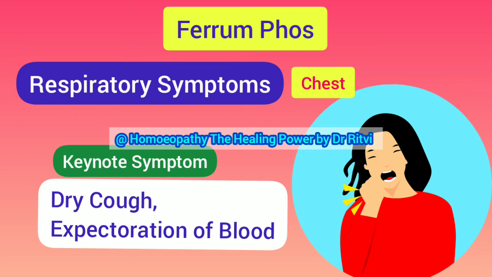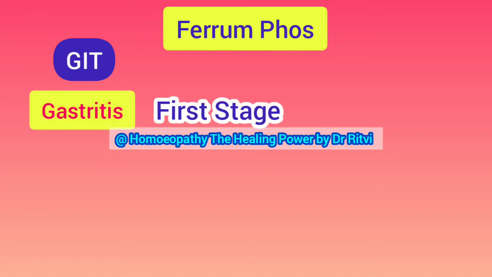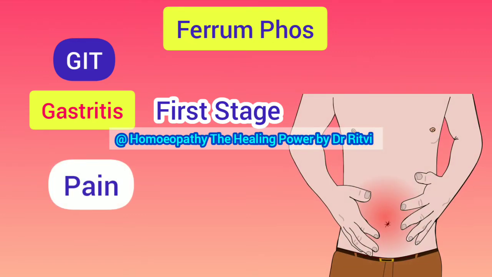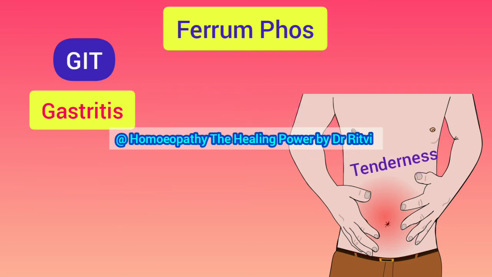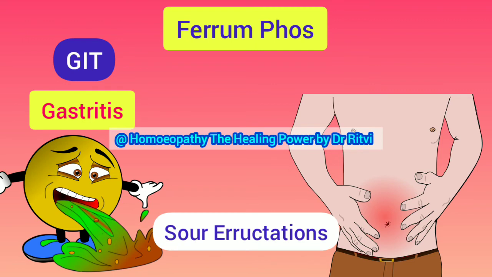Now, let's start with the gastrointestinal symptoms of Ferrum Phos. Friends, Ferrum Phos is useful in the cases of first stage of gastritis. There is swelling and pain in the stomach region. And on palpation, friends, you can feel the tenderness at the stomach region. Vomiting of undigested food, and the vomiting sometimes is mixed with blood, that is nothing but hematemesis. There are sour eructations with heaviness feeling in the abdomen.